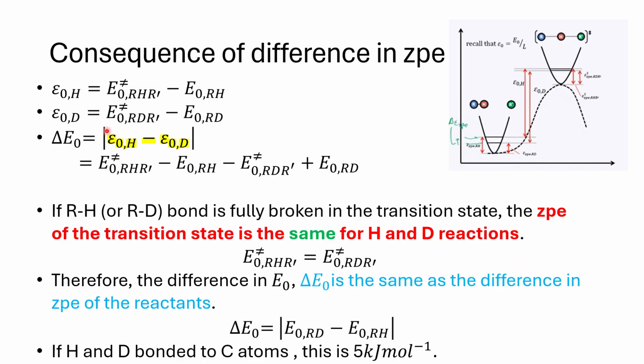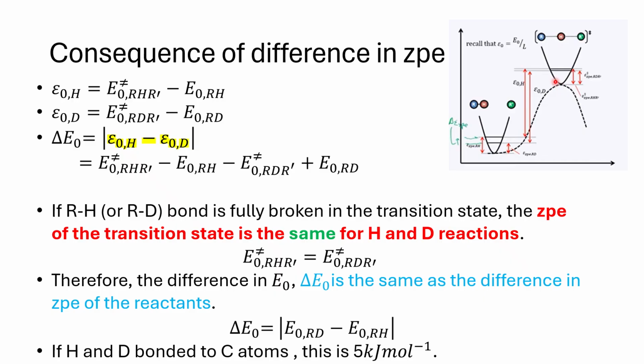Therefore, we find out the difference between epsilon 0H and epsilon 0D. If we take this value minus this value, what we get is the delta between the zero-point energies. But if we look into more detail, we need to substitute the respective epsilon 0H expressions into the equations, as well as these expressions. Then we will get the activation energy for the activated complex and also the energy for the reactant.